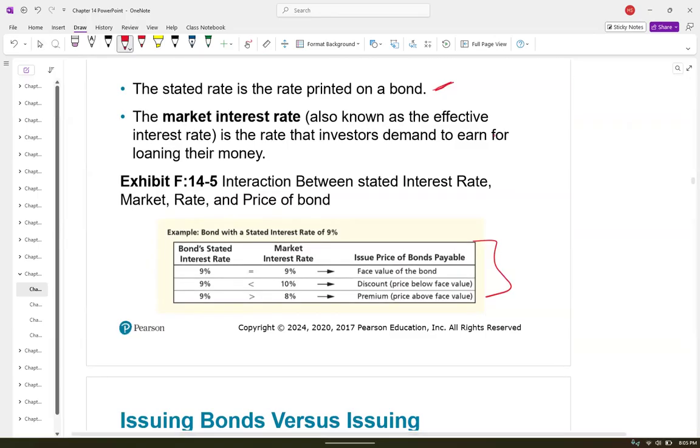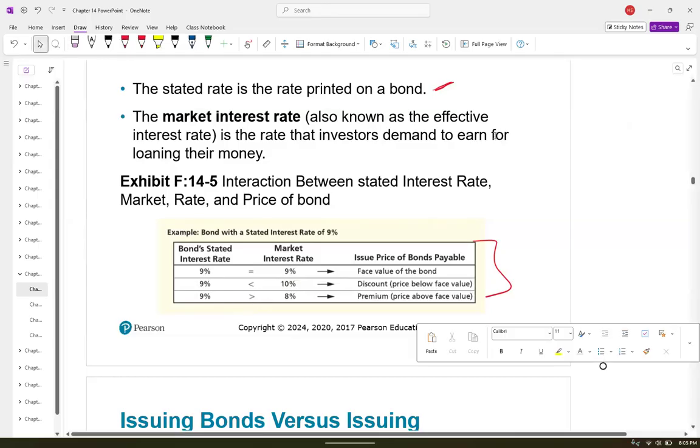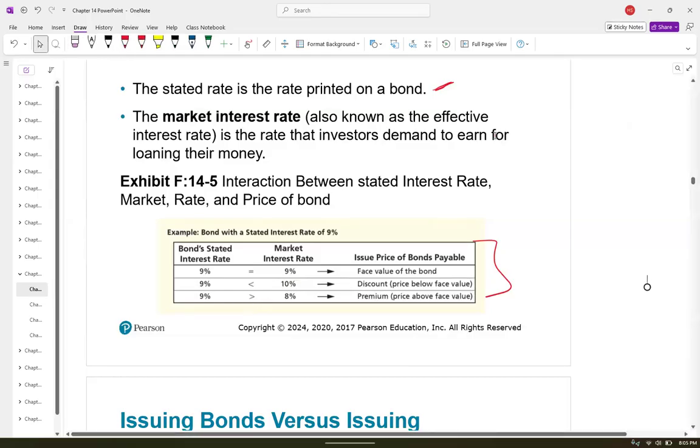If the stated rate and the market rate are exactly the same, then the bond is issued at face. For a discount, the market rate is higher. Remember, everybody else's bonds are paying more than our bond, so we have to discount it to actually sell our bond. When the stated rate is higher than the market rate, our bond is paying more than everybody else's. Everybody wants our bond, so we're going to charge a premium for it.